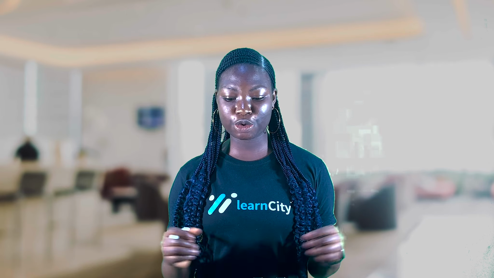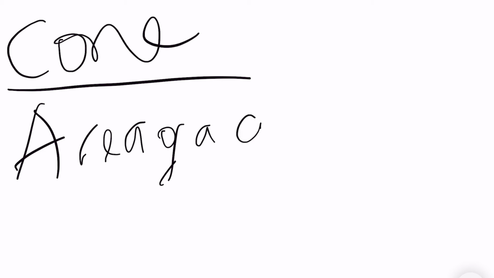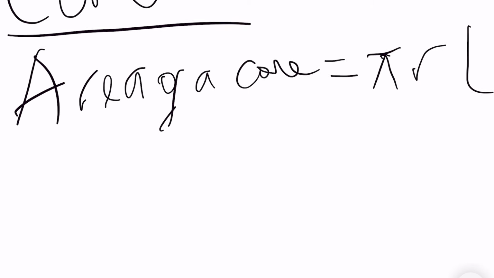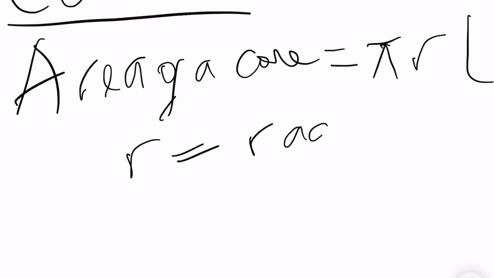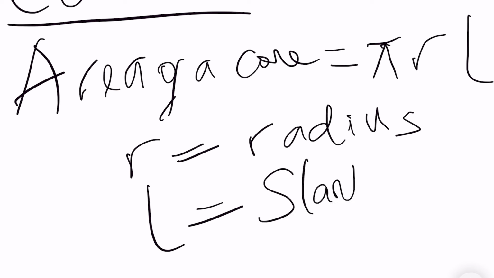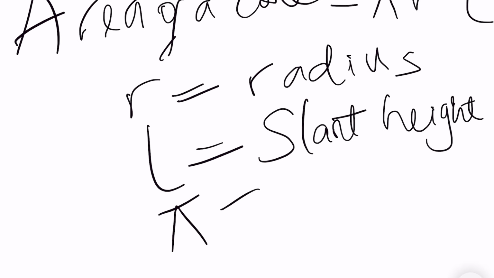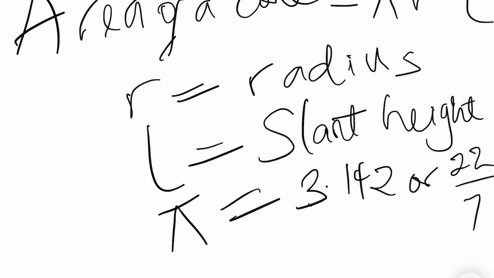The first one that we'll be considering is the cone. The formula for the area of a cone is pi RL, where R is the radius, L is the slant height, and pi is a constant, 3.142 or 22/7. That is the formula for the area of a cone.